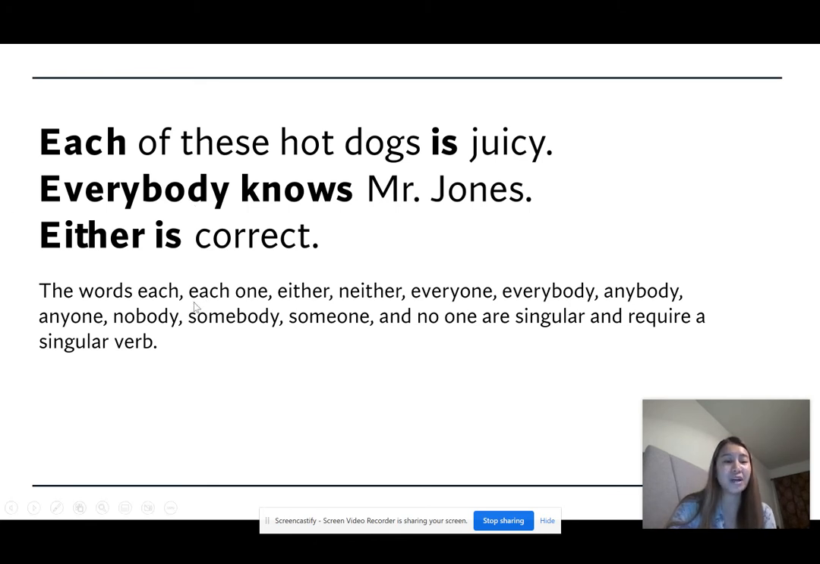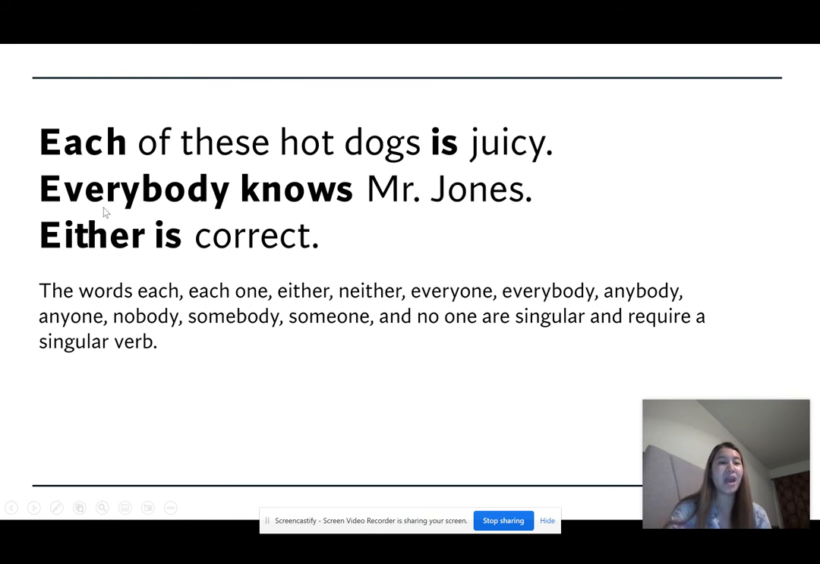Next, the words each, one, either, neither, everyone, everybody, anybody, anyone, nobody, somebody, someone, and no one are singular and require a singular verb. So all of this, don't forget, if you have to memorize, then do so. Pause this. They need a singular verb. Each of these hot dogs is juicy.